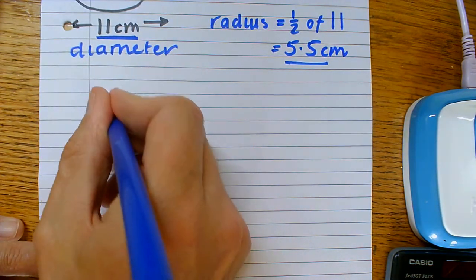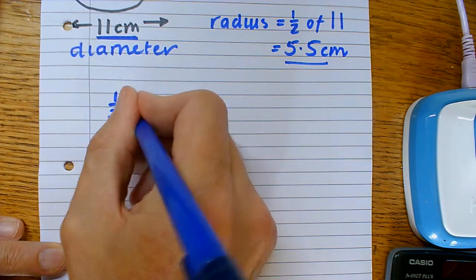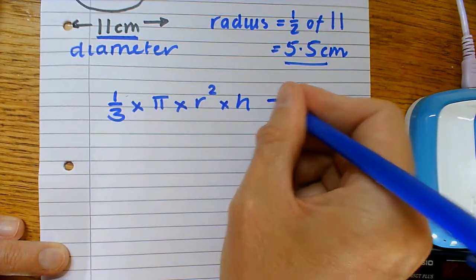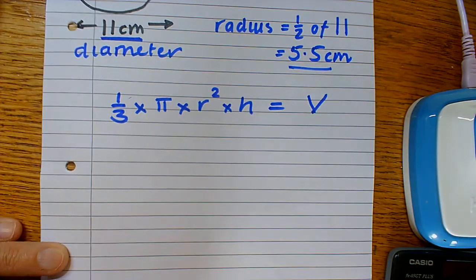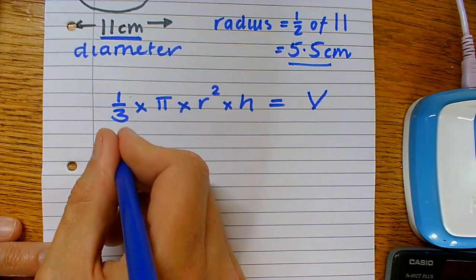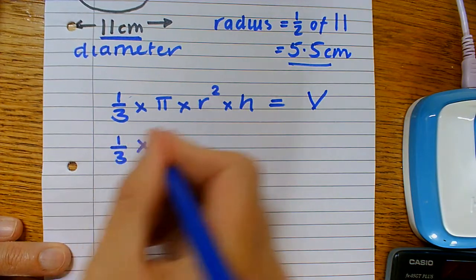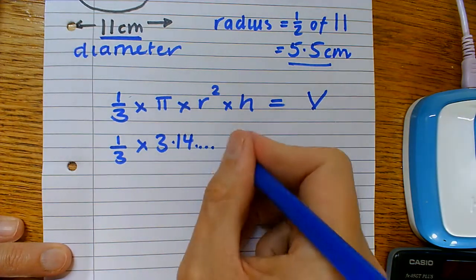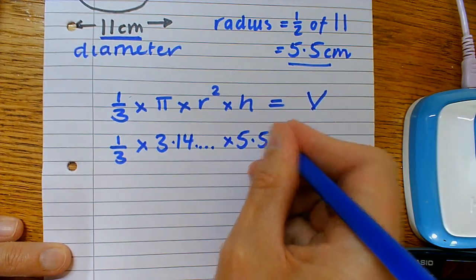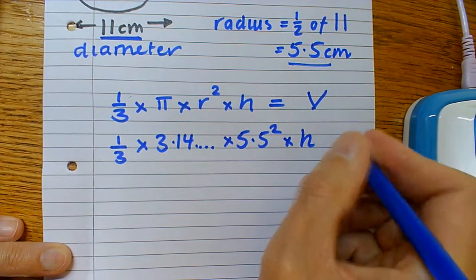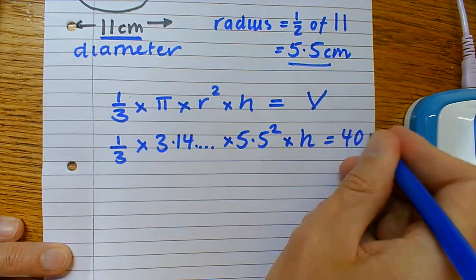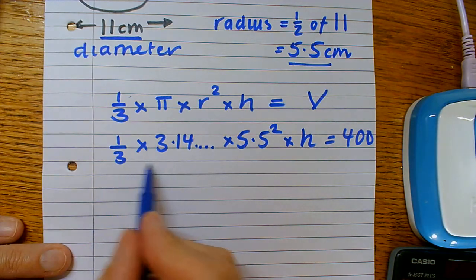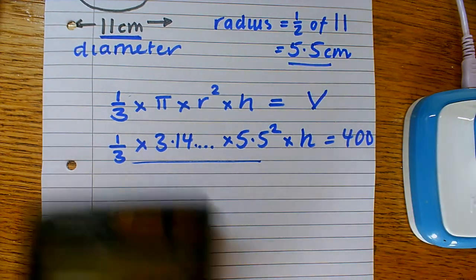So the formula is 1/3 times pi times the radius squared times the height makes the volume for every cone. So the cone we're looking at, we know 1/3 times 3.14 and so on. I'll use the calculator, times 5.5 squared times the height, don't know what that is, but we'll find out, gives us 400, because 400 is the volume. So all these bits here we can multiply together to tidy things up.